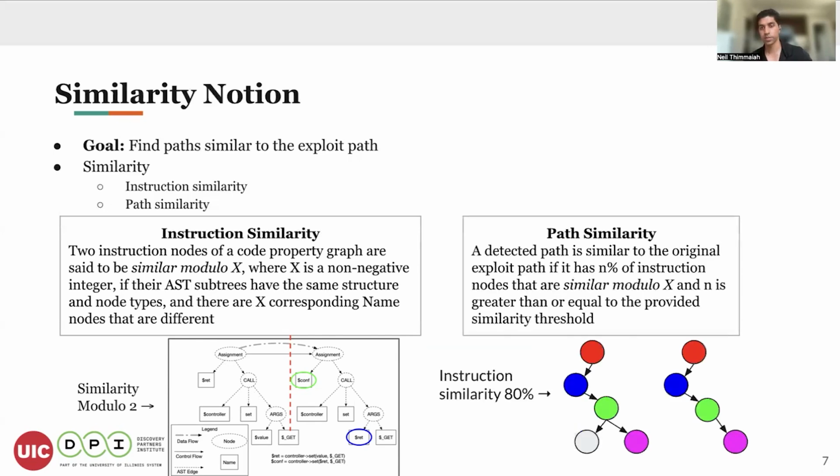And the other notion which we introduce here is the path similarity, where we say that a detected path is similar to the original exploit path if it has n% of instruction nodes that are also similar modulo x, and n is greater than or equal to the provided threshold. So if you have the original exploit path present in the left graph shown here, we say that the right graph is similar to the left graph if 80% was the threshold, and since it has 4 nodes that are similar to the left one, we say that it is 80% similar, and if the threshold was set, then the right side path is similar to the left one.